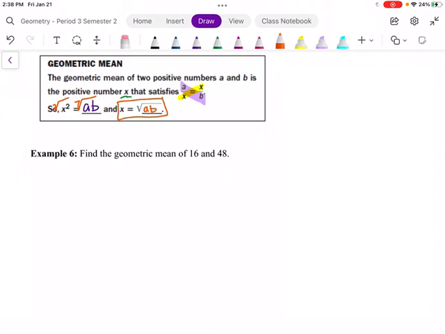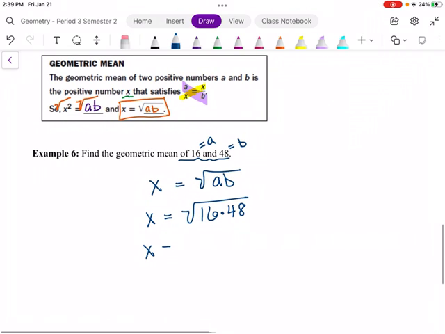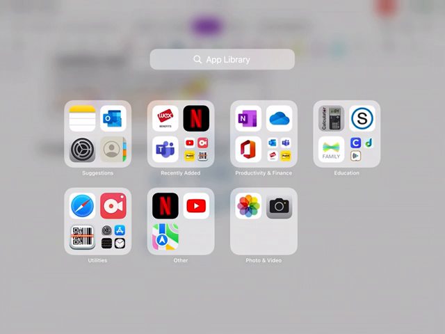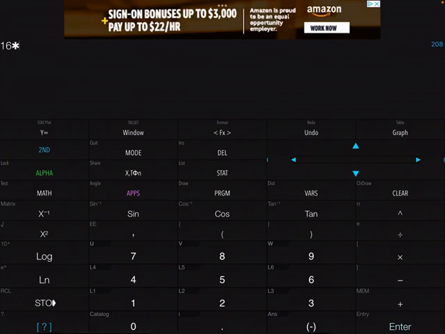Like our next example, we're going to find the geometric mean of 16 and 48. When assigning a and b, you can choose either one to be a and b. And we're going to use the equation that they gave us. So for this one, we're going to have x equals the square root of 16 times 48. And again, we can use our calculator for that. Now that I got rid of mine, got to bring it back. So we have 16 times 48, and that's going to equal 768.